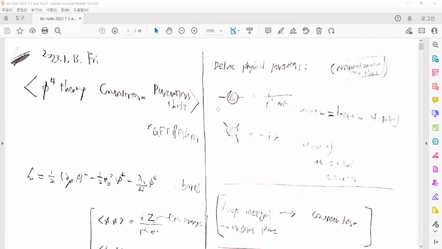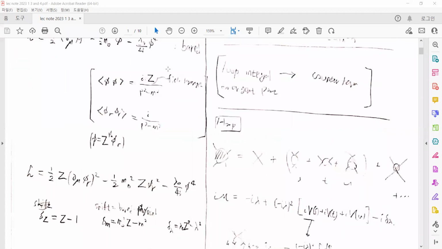And then we can define the physical parameters, which is the renormalization condition, as the initial conditions. For example, the physical mass is defined at the location of the pole, where the denominator of the propagator is 0. And we will define the physical coupling constant lambda as equal to the amplitude here, where s is one of the Mandelstam variables, and the other t and u are equal to zero, defined as the physical coupling of lambda.